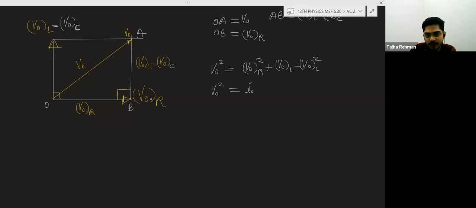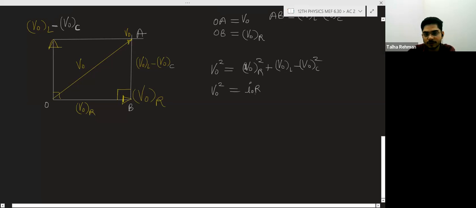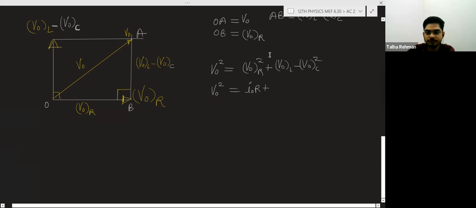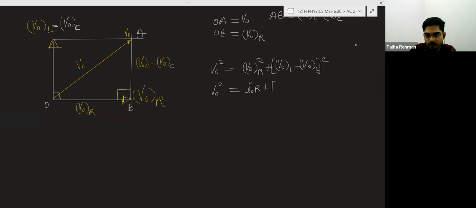V naught R can be written as I naught into R, plus the whole square of V naught L minus V naught C. You can write this V naught L as I naught into XL minus I naught into XC, and this is also squared.